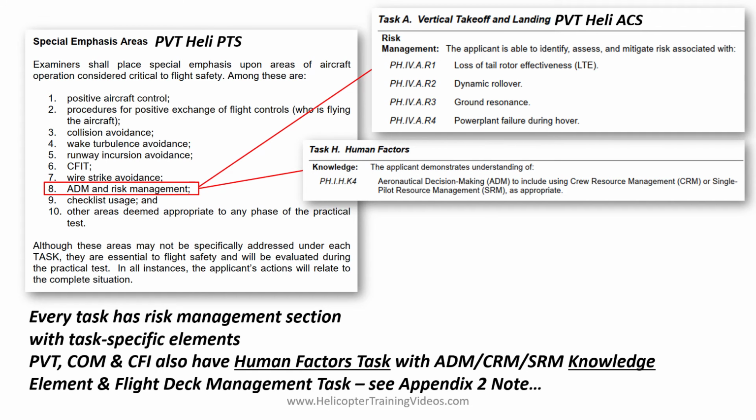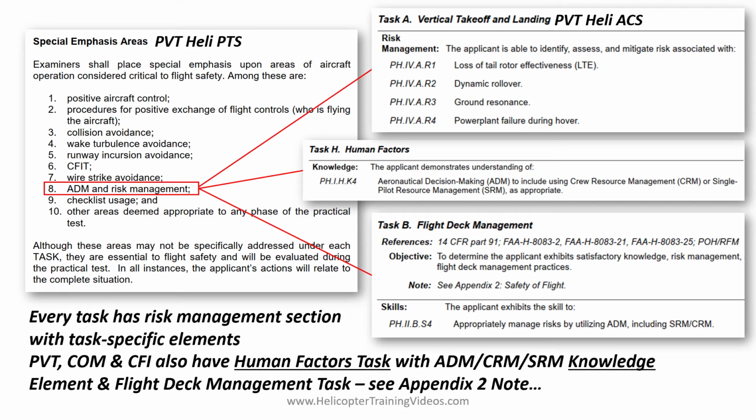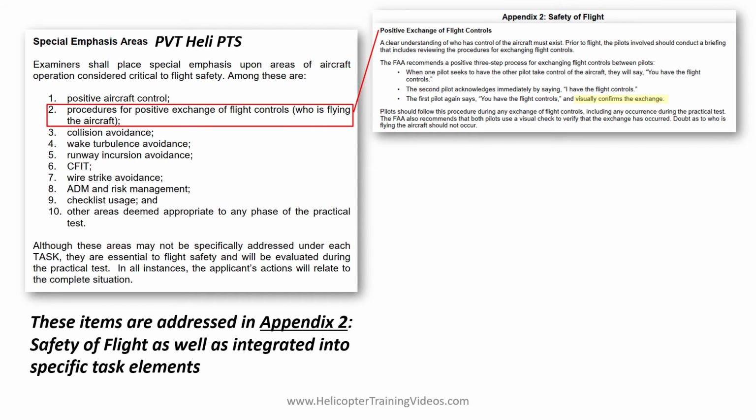There's also, for example in the private pilot, a human factors task that has some knowledge items related to ADM, CRM, and SRM. There's also what's called flight deck management. That's a task that's in the private, commercial, and the CFI. That has this special note. It's kind of like a special rule. It says see Appendix 2. We'll talk about that in a second. The procedures for positive exchange of flight controls, instead of being in a special emphasis, it's under the safety of flight appendix.